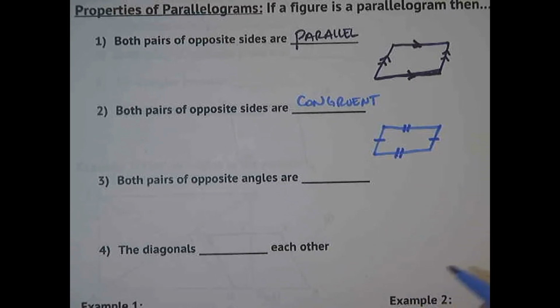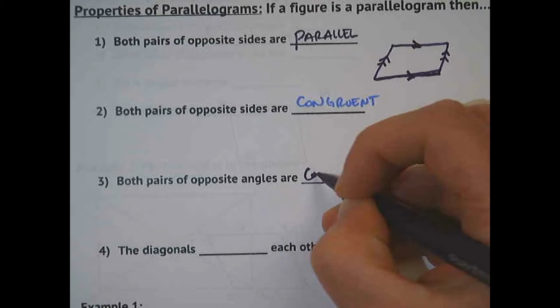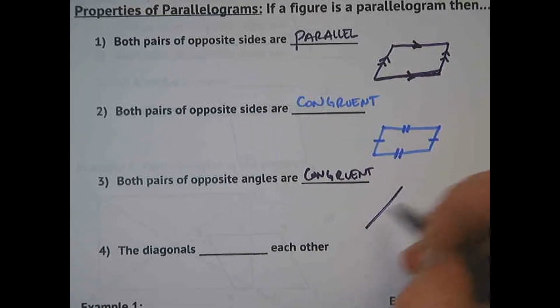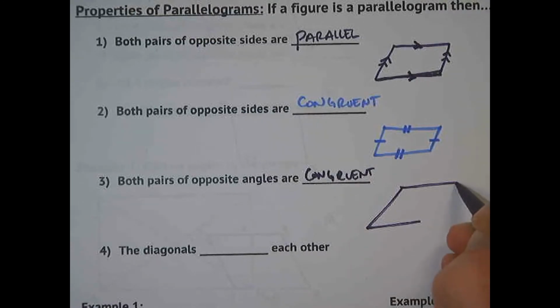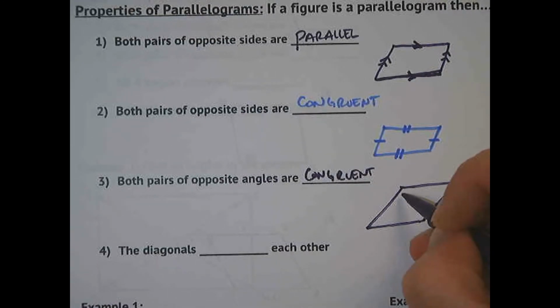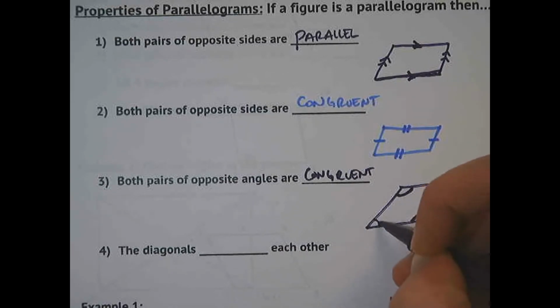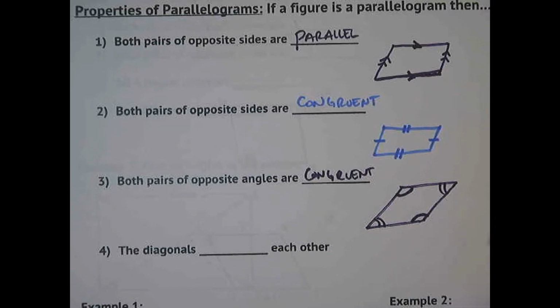Okay. Then we also have both pairs of opposite angles are congruent. So if I've got a parallelogram going here, this angle is going to be the same as this angle, since they're opposite from each other. This angle is going to be the same as this angle.